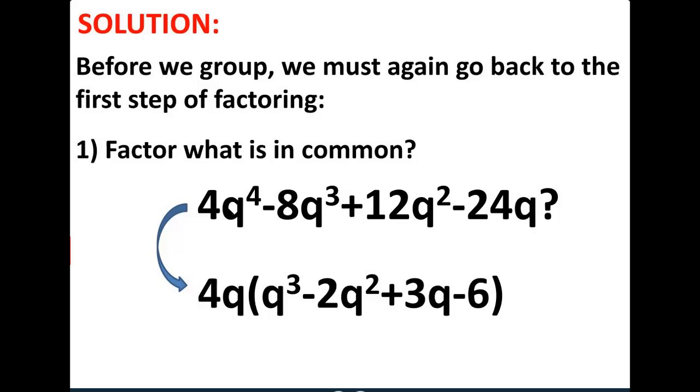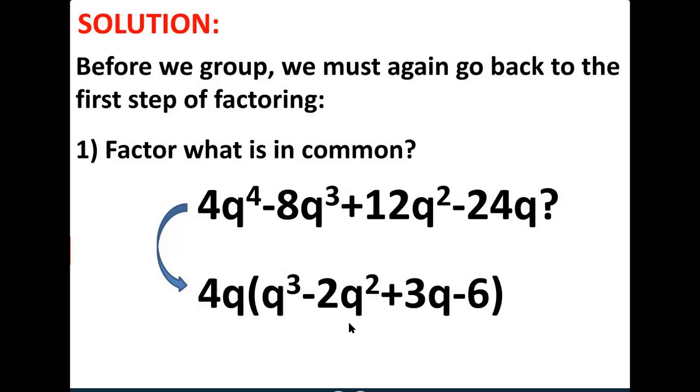Then we are going to divide 4q to the power of 4 by 4q. It will be q to the power of 3. And then negative 8q to the power of 3 divided by 4q will be negative 2q to the power of 2. 12 divided by 4 would be equal to 3q, minus 24q divided by 4q will be minus 6. Now what do we have? We have 1, 2, 3, 4 terms. We have a polynomial.